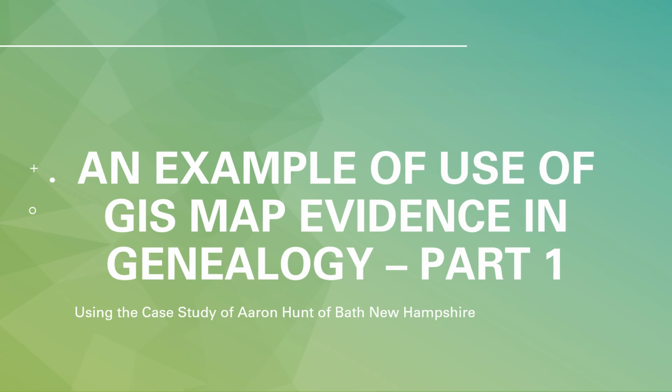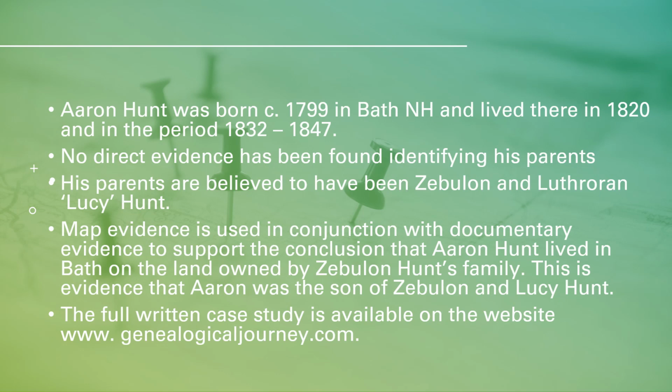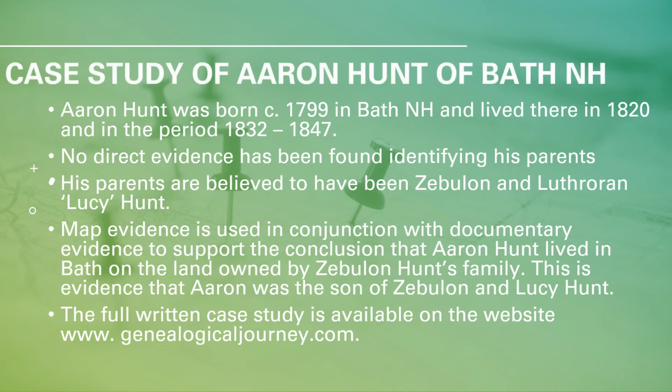This video is the first part of a two-part series on an example of the use of GIS map evidence in genealogy. This example is the case study of Aaron Hunt of Bath, New Hampshire.